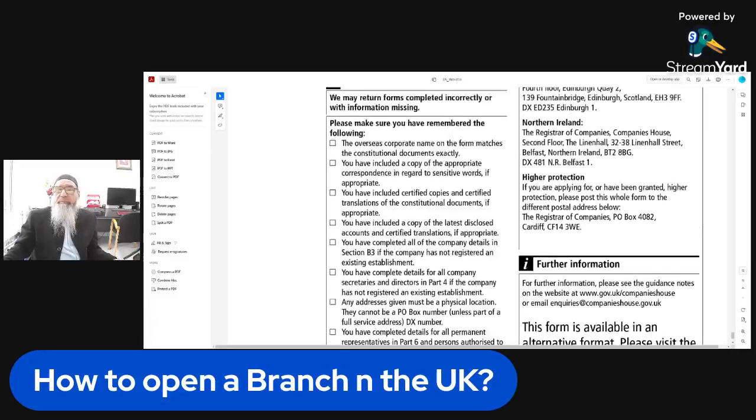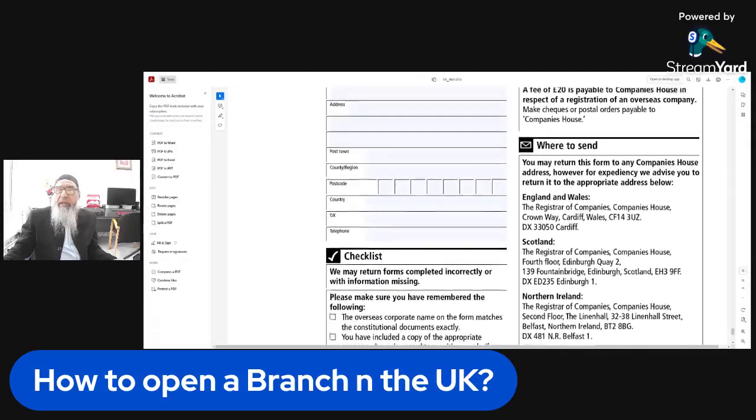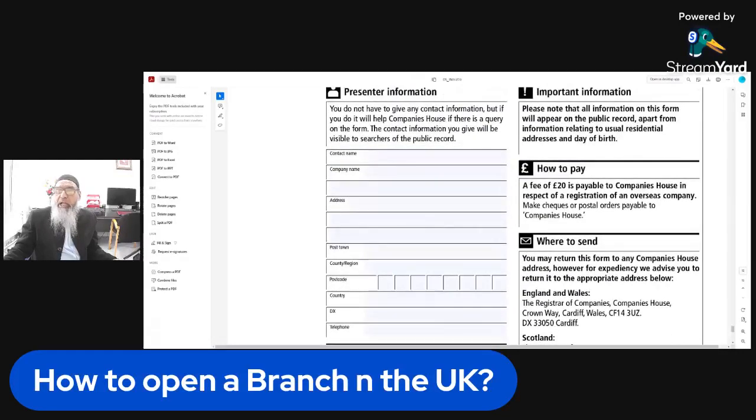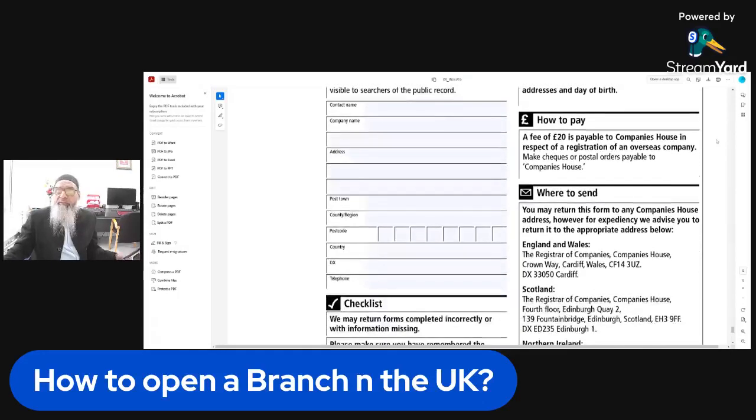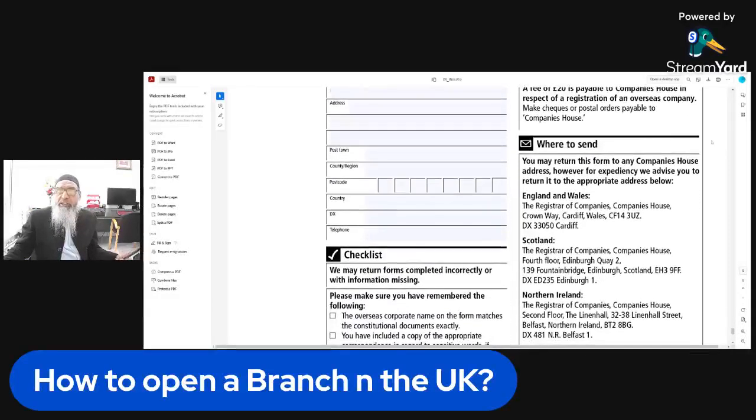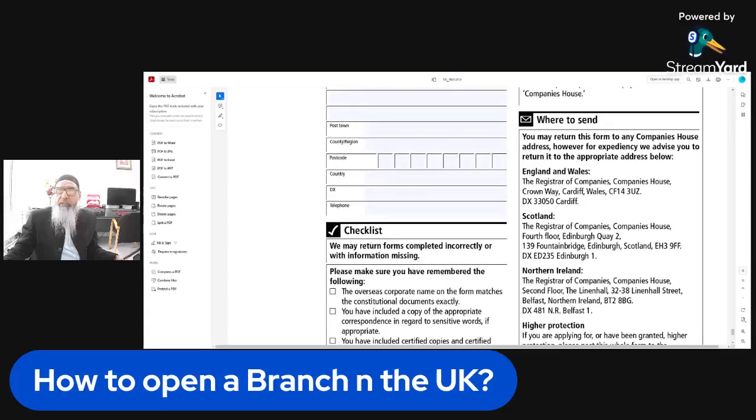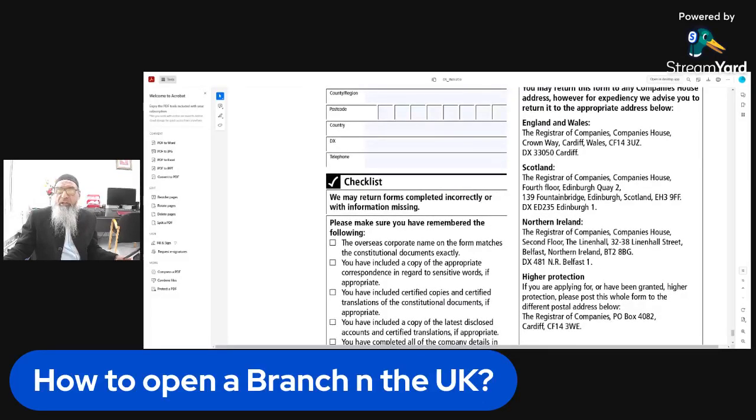So what is the fee? A fee of £20 is payable to Companies House in respect of a registration of an overseas company. Make cheques or postal orders payable to Companies House. Where to send? Within England and Wales: the Registrar of Companies, Companies House, Crown Way, Cardiff, Wales, CF14 3UZ, DX 33050, Cardiff. The Scotland address is the Registrar of Companies, Companies House, 4th floor, Edinburgh Quay 2, 139 Fountainbridge, Edinburgh, Scotland, EH3 9FF, DX ED235, Edinburgh 1.